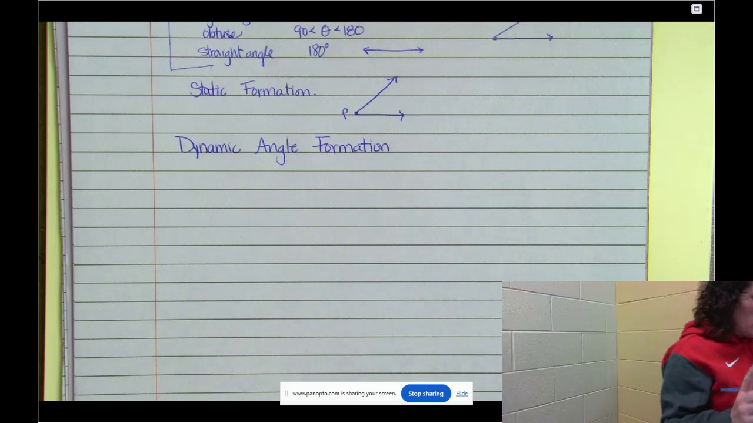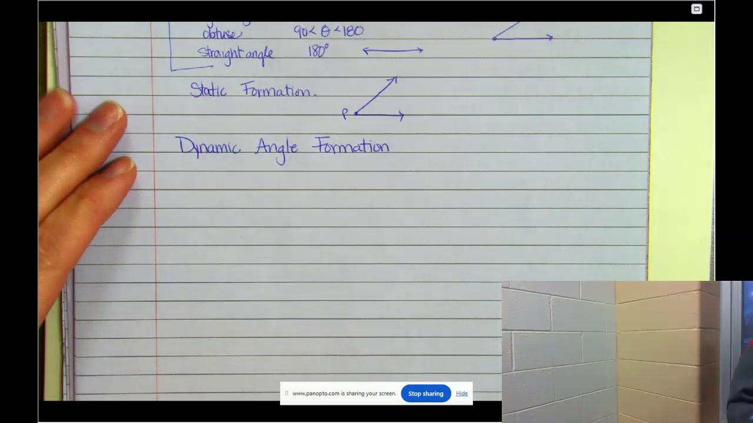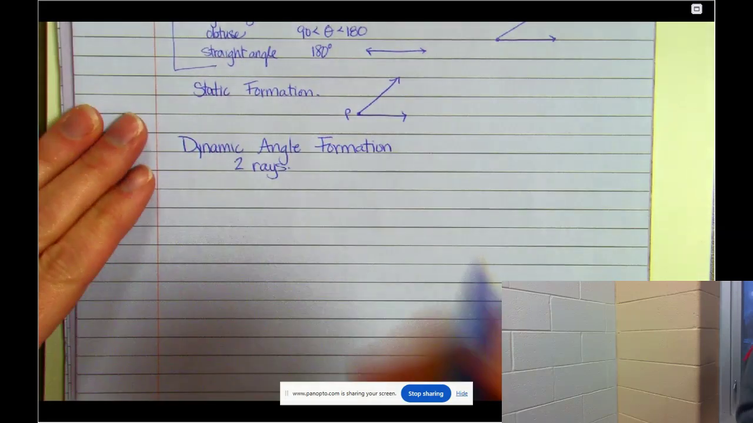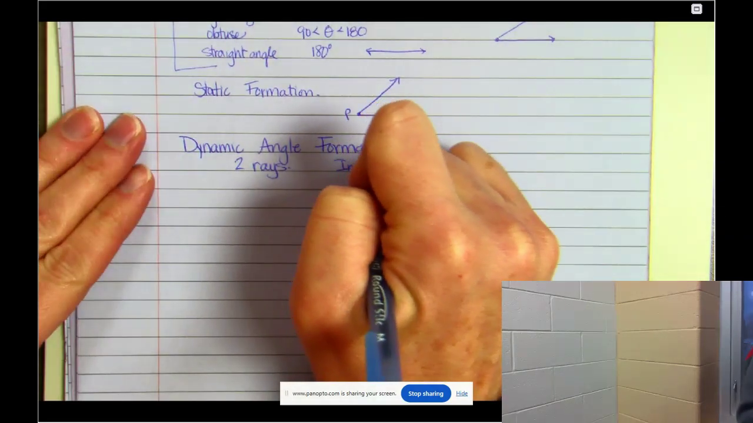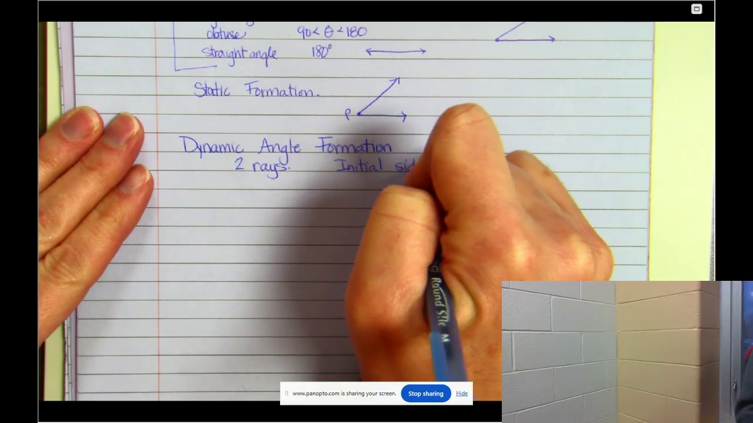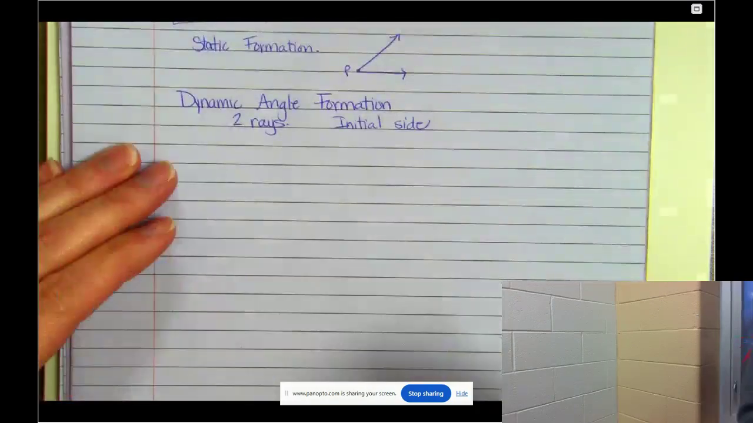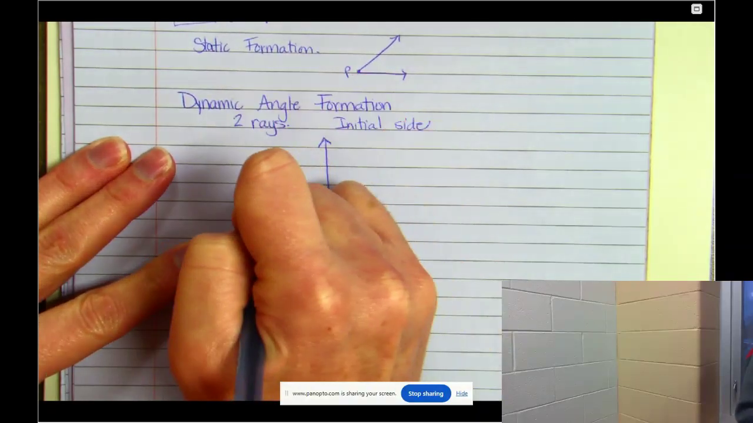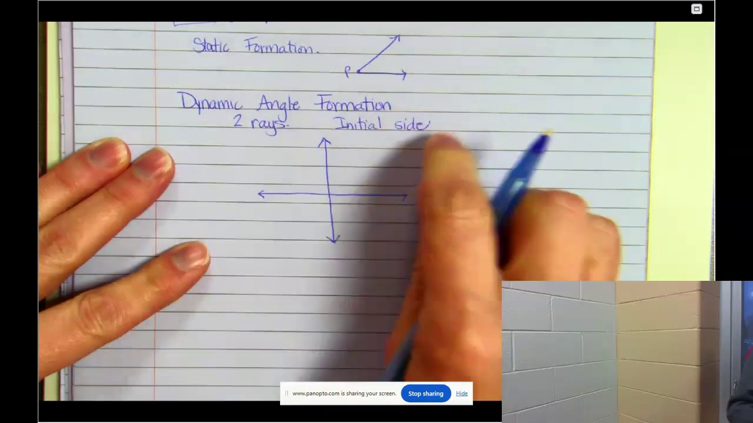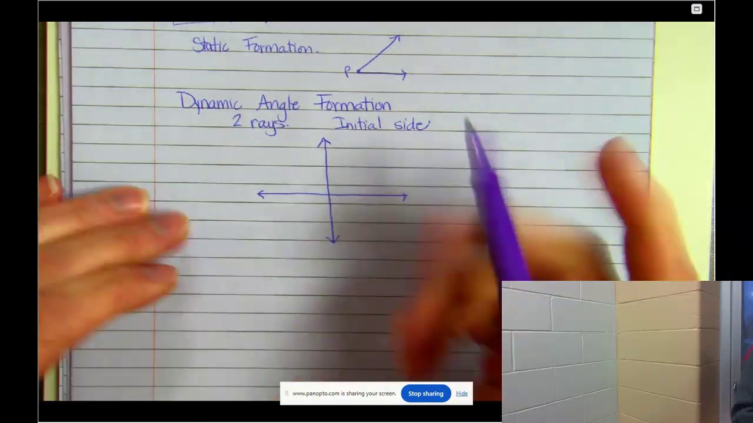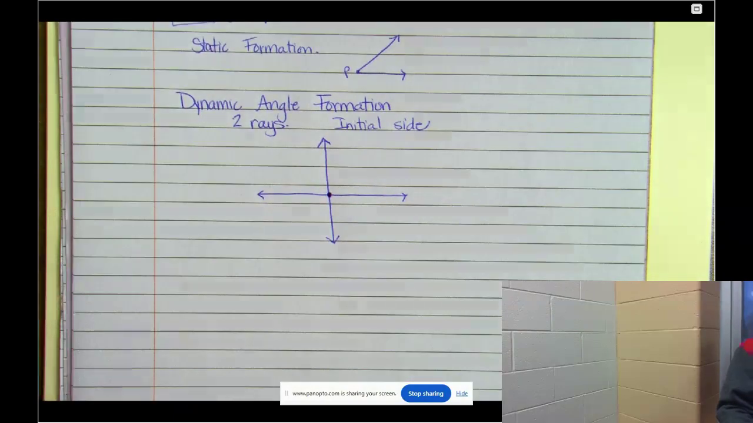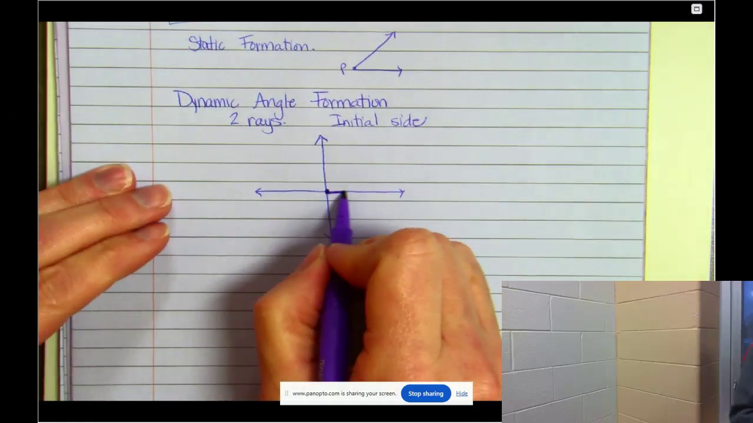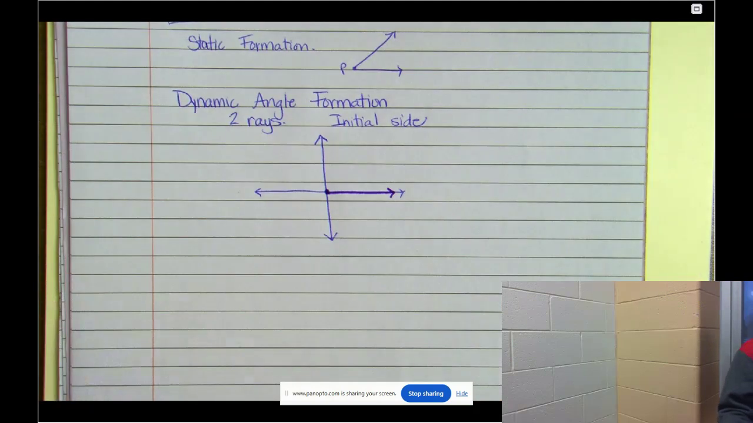So in trigonometry, our two rays actually have names. One of them is called the initial side. For the purpose of our class, and really most trigonometry classes, we assume the initial side, that ray, has its starting point at the origin and always goes along the positive x-axis.